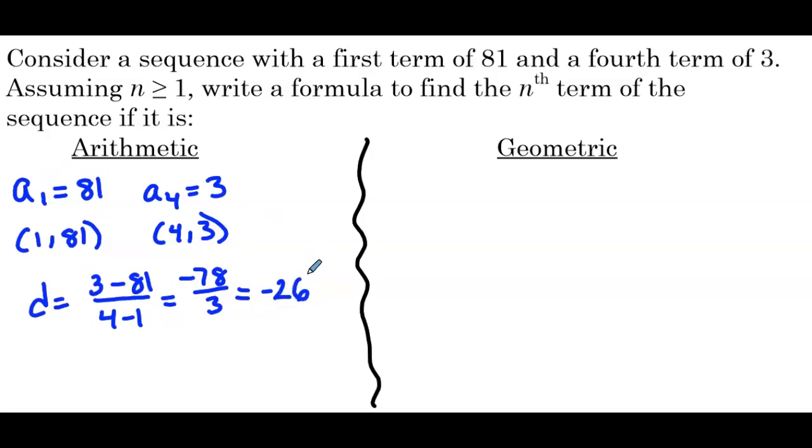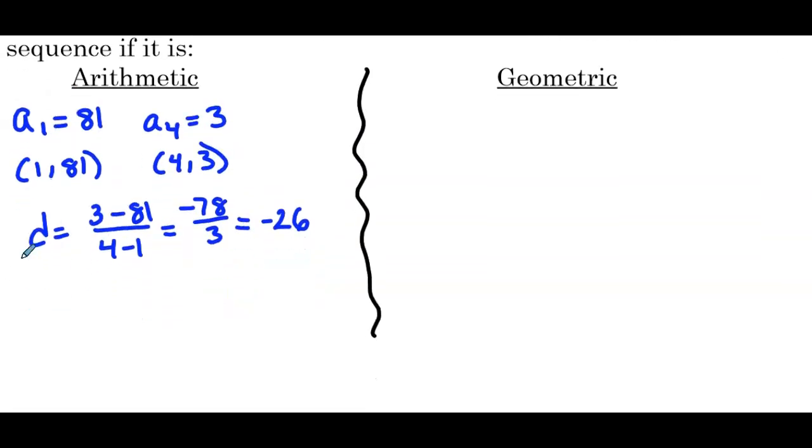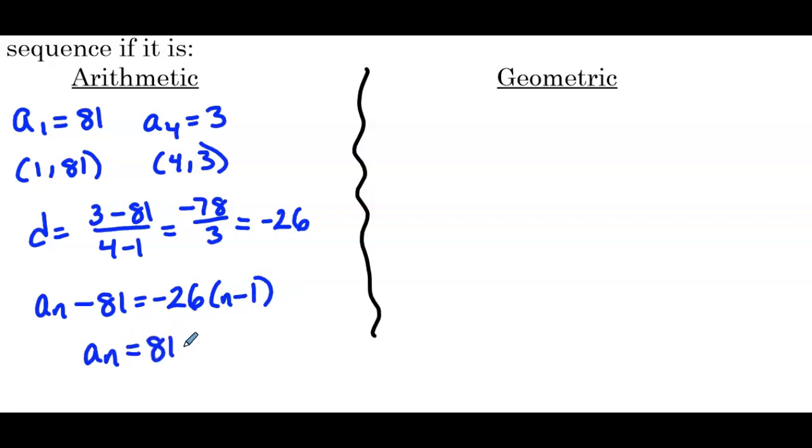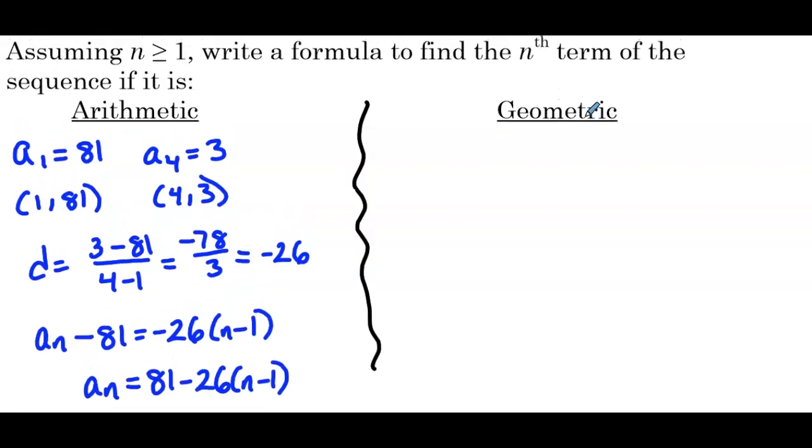Okay, so now we have two terms and the common difference. So we can write the explicit formula. So a sub n, I'll use the first term since that's the easiest, minus 81 equals negative 26 times (n minus 1). So a sub n equals 81 minus 26 times (n minus 1). We could have used the fourth term. This would have been a sub n minus 3, and then we would have had n minus 4 here. Both are correct.